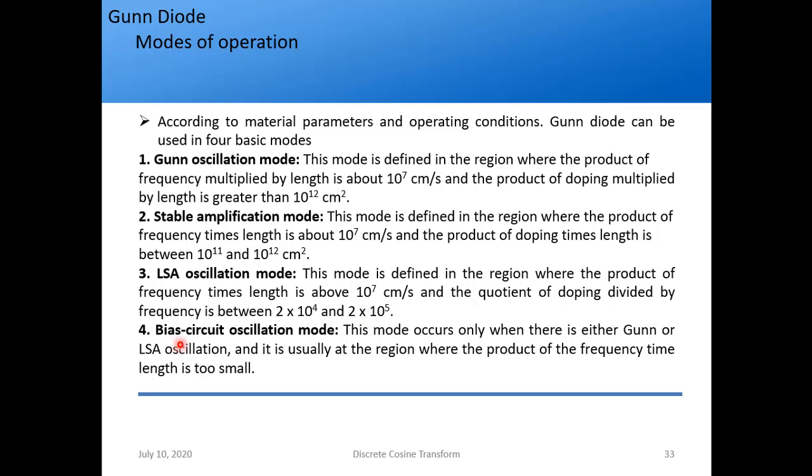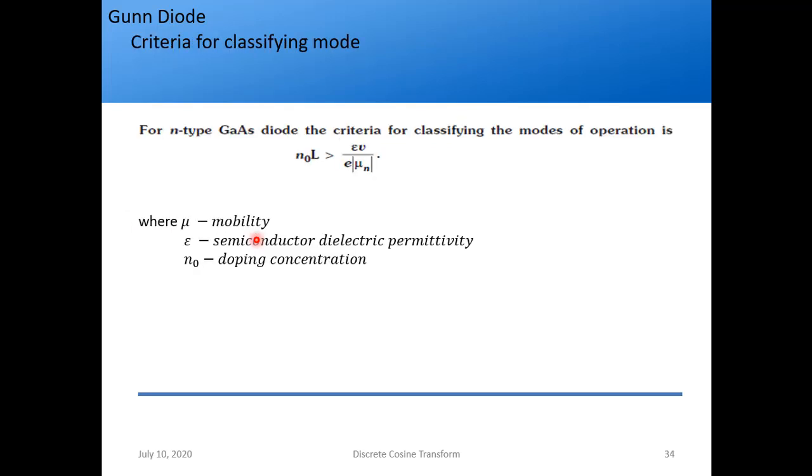Then finally we have the bias circuit oscillation mode. This mode occurs only when there is either Gunn or LSA oscillation, and it is usually the region where the product of the frequency and length is too small. So this FL value will be quite small here. These are the four modes of operation of a Gunn diode. As I said, this Gunn oscillation mode is unstable, so we usually refer to the stable amplification mode.